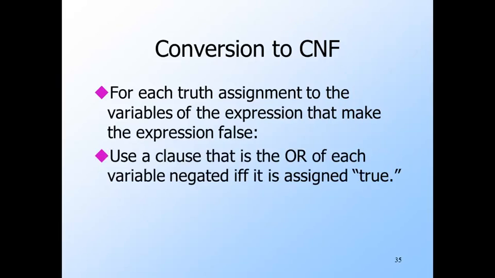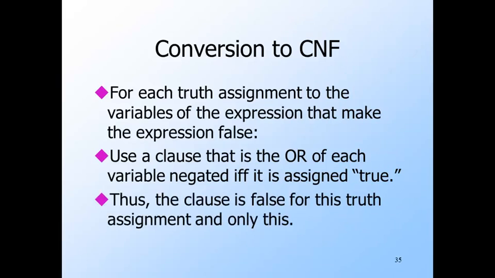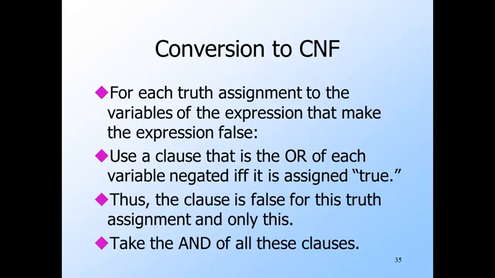For each such truth assignment, we construct one clause. If variable x is assigned true in this truth assignment, then the clause has literal not x, and if x is assigned false, then the clause has literal x. That way, the only time the clause, which is the or of all of these literals, is false, is if this is the exact truth assignment. The resulting CNF expression is the and of the clauses for each truth assignment that makes the original expression false. Thus, the CNF expression is made false exactly for those truth assignments that make the original expression false, and therefore it is of course true exactly when the original is true.